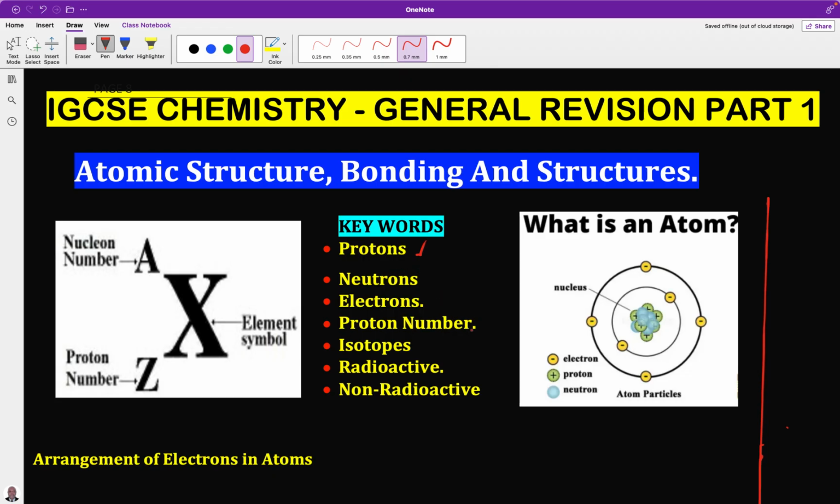Again, what is a proton number? In other words, we call the proton number the atomic number. The proton number is the number of protons in one atom of an element. Remember, the proton number is equal to the atomic number.